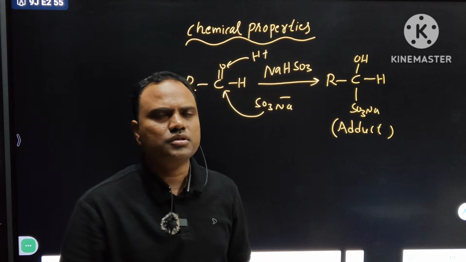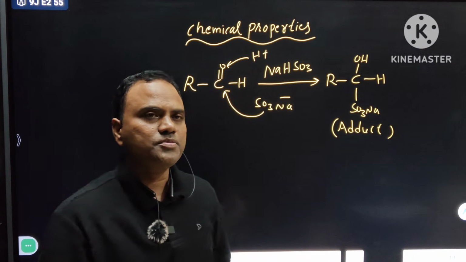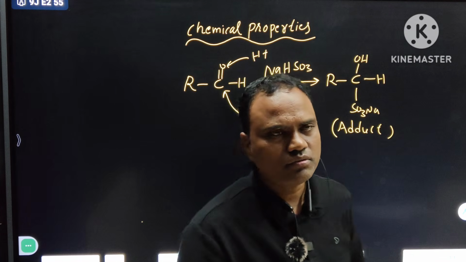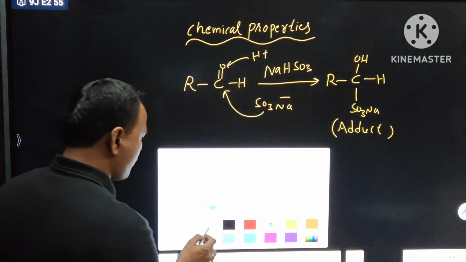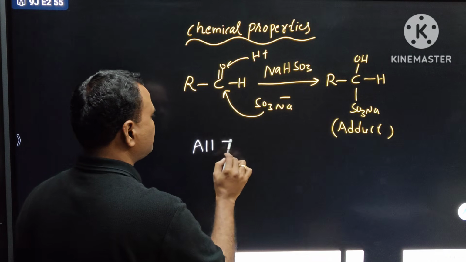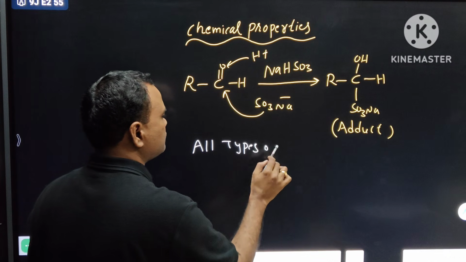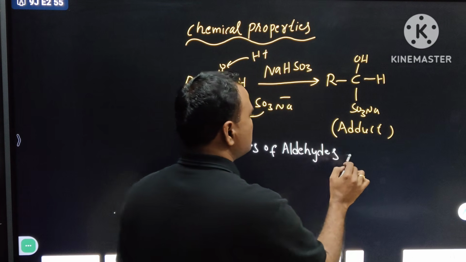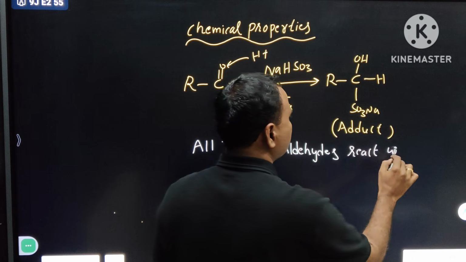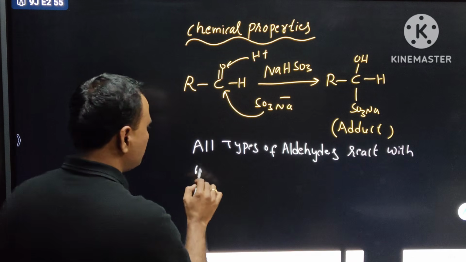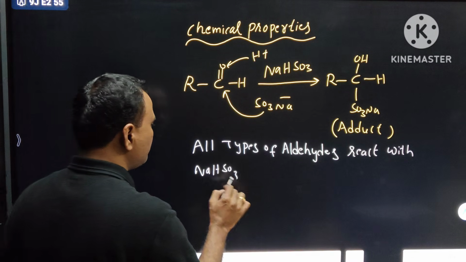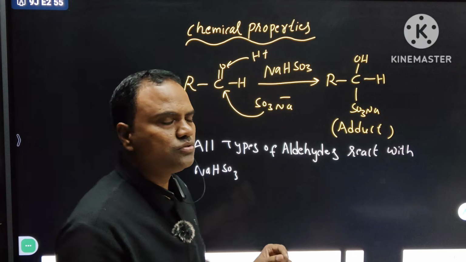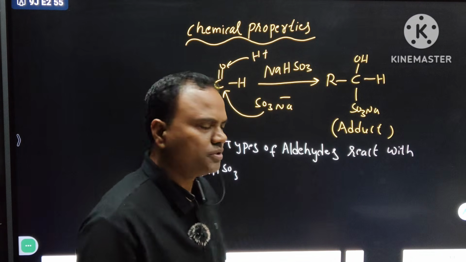Limitations are some specific points. All types of aldehydes react with sodium bisulfite, NaHSO3. Okay. Now coming to the ketones. What about ketones? Ketones with at least one alpha methyl.